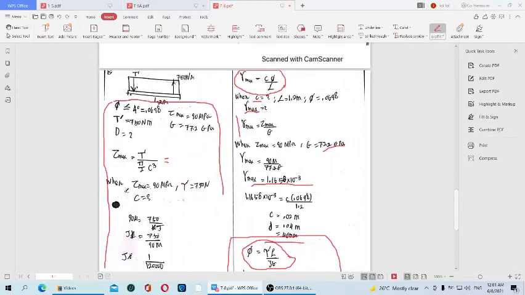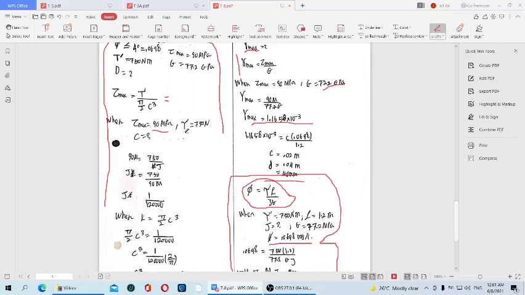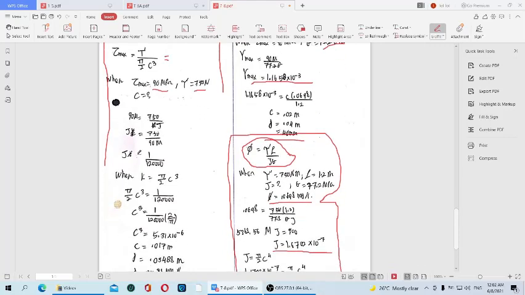You know the tau maximum, the maximum shearing stress, the allowable stress, will be 90 megapascal. The value of the internal torque will be 750 Newton meter, which is equal to the applied torque. Internal torque is equal to applied torque, but in a different direction.